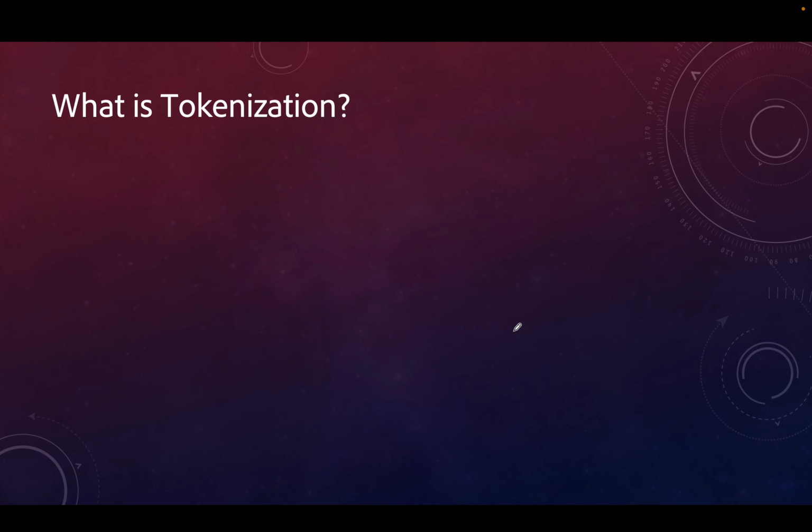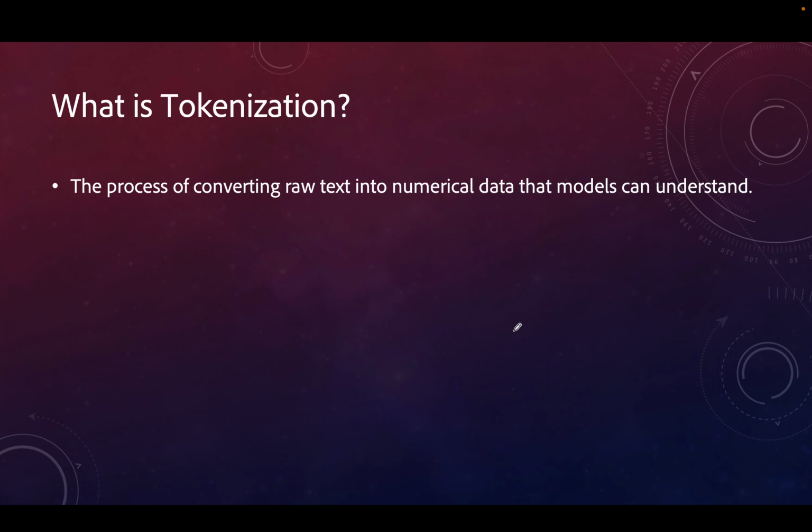So let's understand what is tokenization. The input text that we give to an LLM is in raw format and it cannot be directly consumed by the models. So we need a mechanism to convert that raw text into some numerical representation. This process is nothing but tokenization.